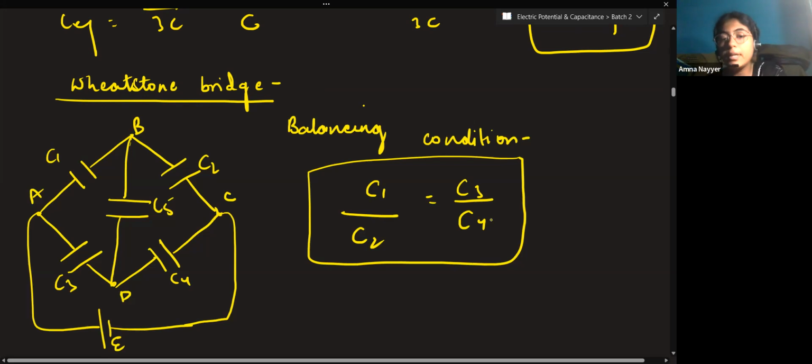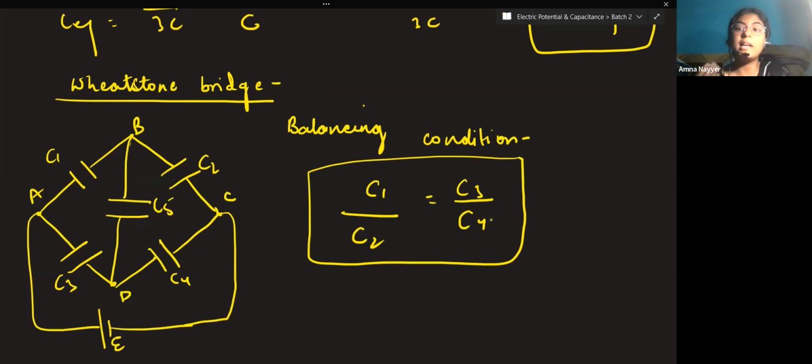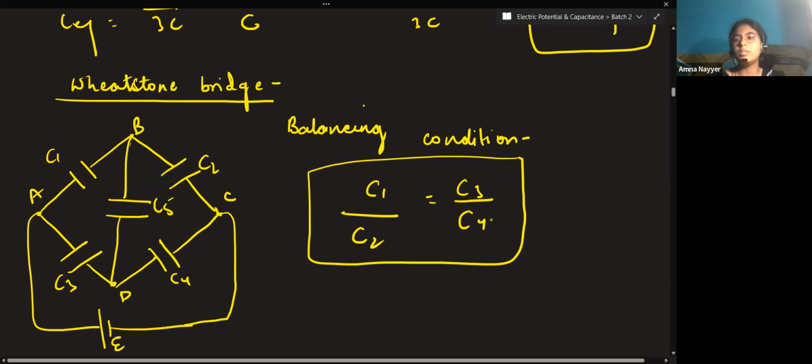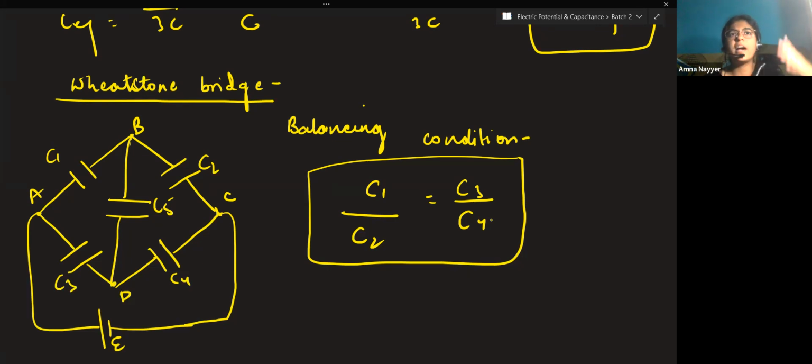Or it can happen to check whether it is balanced or not. So to check whether this is a balanced or unbalanced Wheatstone bridge, you just have to look at this balancing condition. If the ratios are coming equal, for example, 5 by 10 is there and 2 by 4 is there. So 5 by 10 and 2 by 4, if you write, both of them are equal. Both of them are half-half. So if you see such a condition, both of them are equal, C1 by C2 and C3 by C4, you call it a balanced condition.